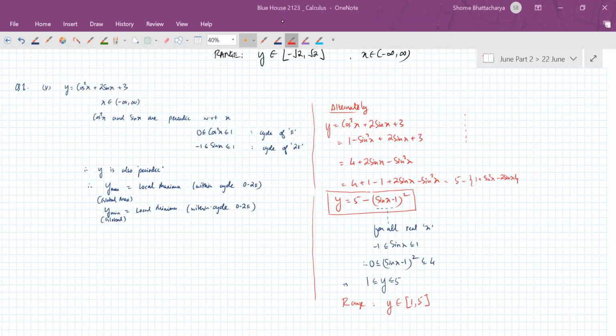So that will tell you why at the point pi by 2 you are getting a local maxima, and at 3 pi by 2 or minus pi by 2 you are getting a local minima. You following, Parth? Yes sir.